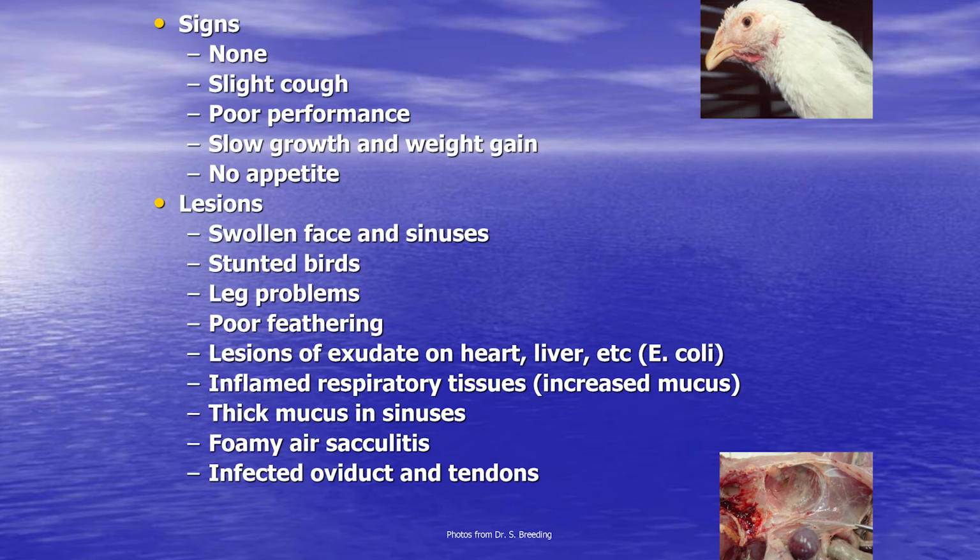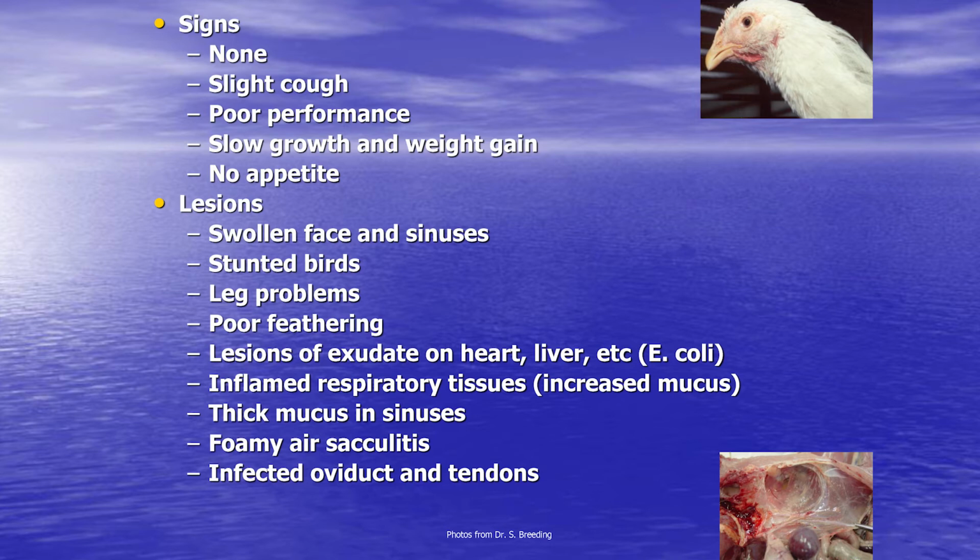May see some lesions of exudate inside the bird, especially if we have a secondary infection, such as we can get with E. coli. Those lesions will be on the heart and liver. There'll be an increase in mucus in the respiratory tissues due to inflammation. Many times in these sinuses, it will be a very thick, clear mucus. And you can see that if you push on the face right in this area, right there, that thick mucus will come out of the nostril on that side.